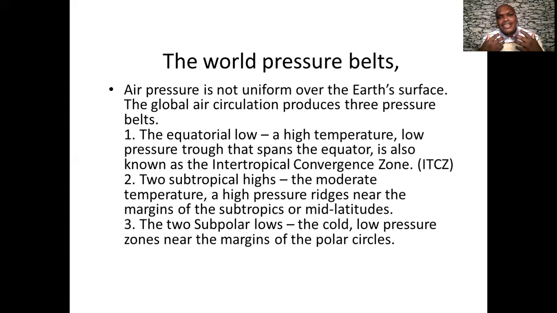Then we have the subtropical high pressure belt. In this one we have moderate temperature. High pressure reaches near the margins of the tropics or mid-latitudes. The subtropical high is a high pressure belt. Then lastly, we have the subpolar low. The subpolar low is a low pressure belt. These are cold, low pressure zones near the margins of the polar circles.